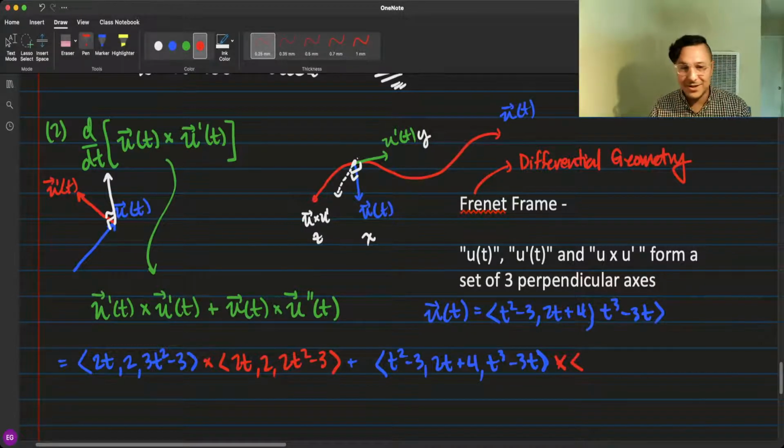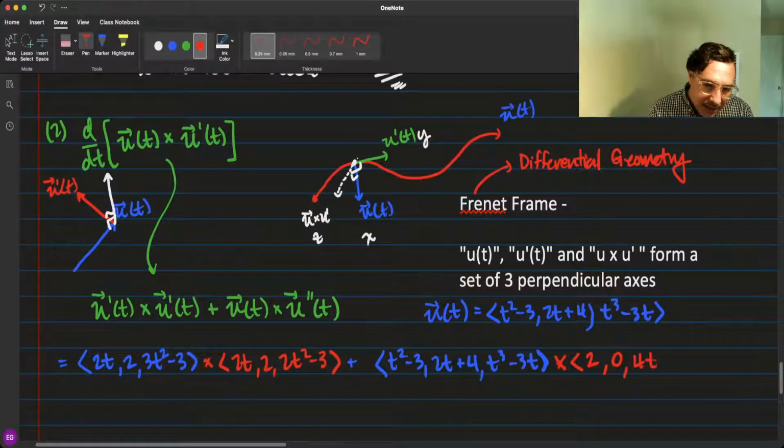And then you're going to have to cross that with the second derivative of u. So when you look at u prime, you take the derivative again, you get 2, comma, 0, comma, 4t.